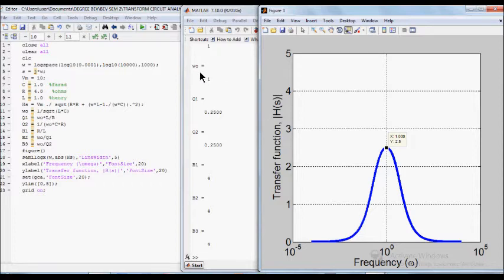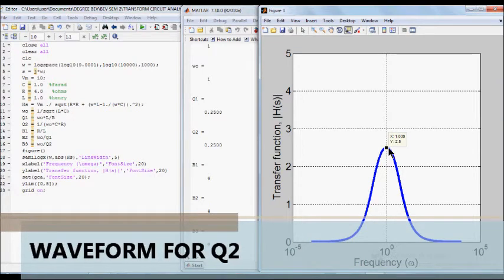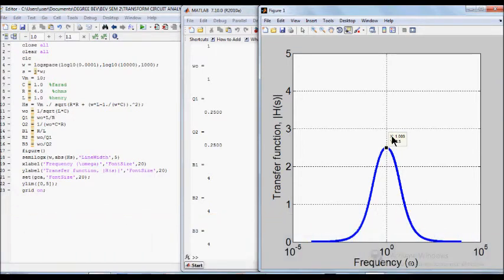The omega node of frequency resonant is equal to 1. The quality factor Q is 0.25 and the bandwidth is equal to 4. And lastly, this is the waveform for Q2. X axis for the waveform is 1.009 and Y is equal to 2.5. This is for MATLAB.